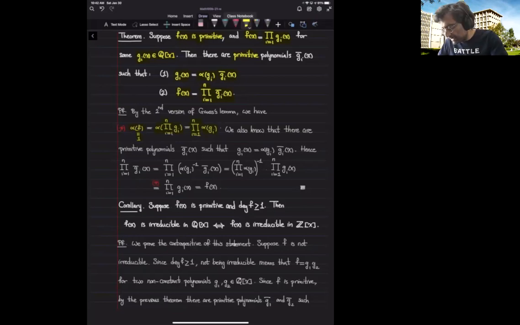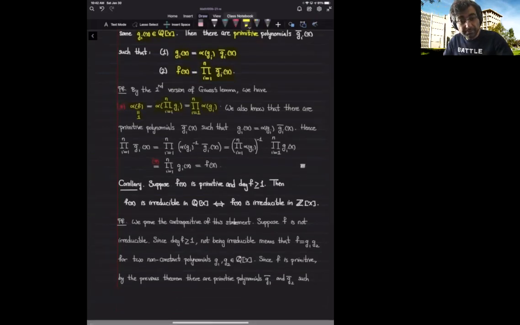Now let's go back and look at the product of the primitive parts. Each one of these primitive polynomials is the inverse of the content times g sub i, not g sub i bar. So here I made a mistake. Okay, that's correct. So it's the inverse of the content of g sub i times g sub i. Now I can write it as the product of the inverses of the contents times the product of these polynomials.